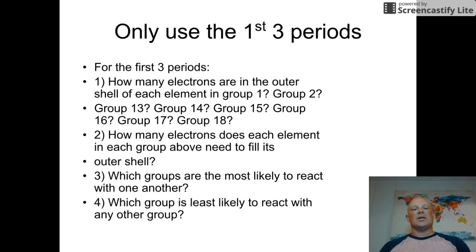Which groups are the most likely to react with one another? And which group is least likely to react with any other group? Take a minute, pause the video, see if you can answer those questions. If you're not sure, ask a teacher.